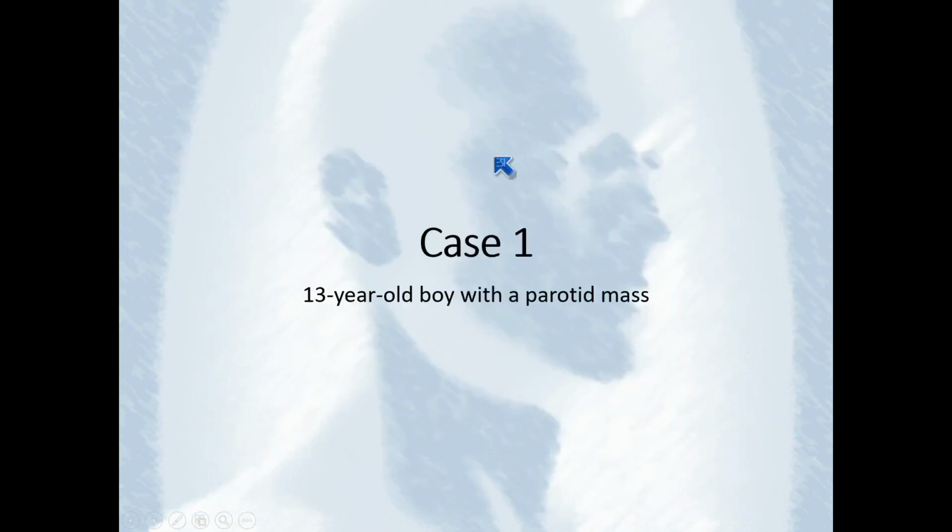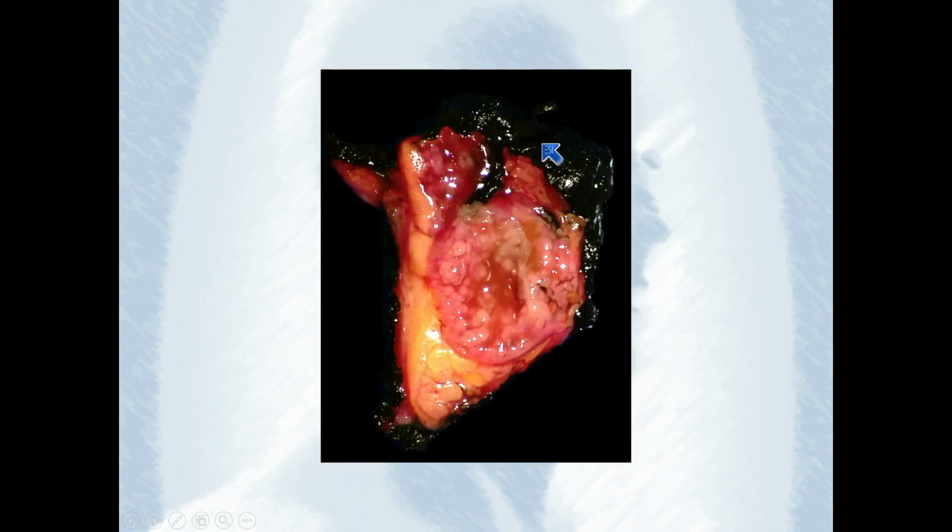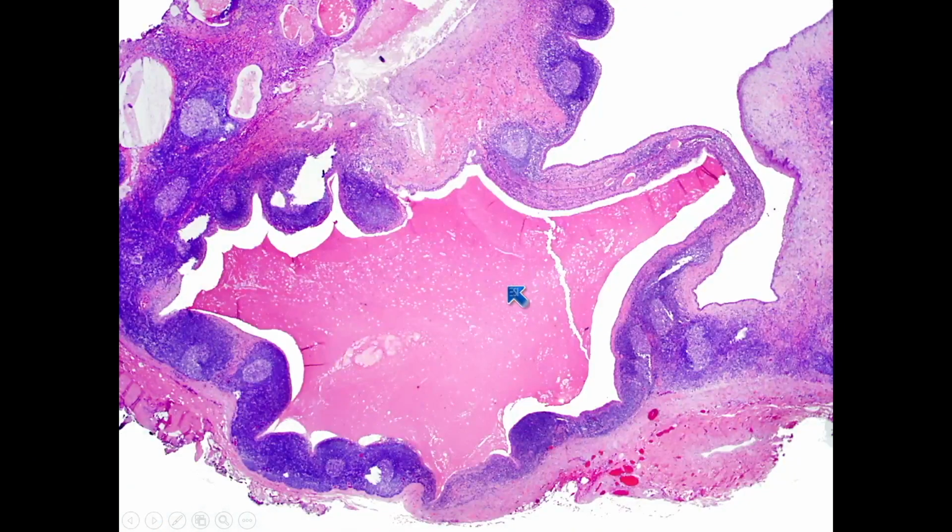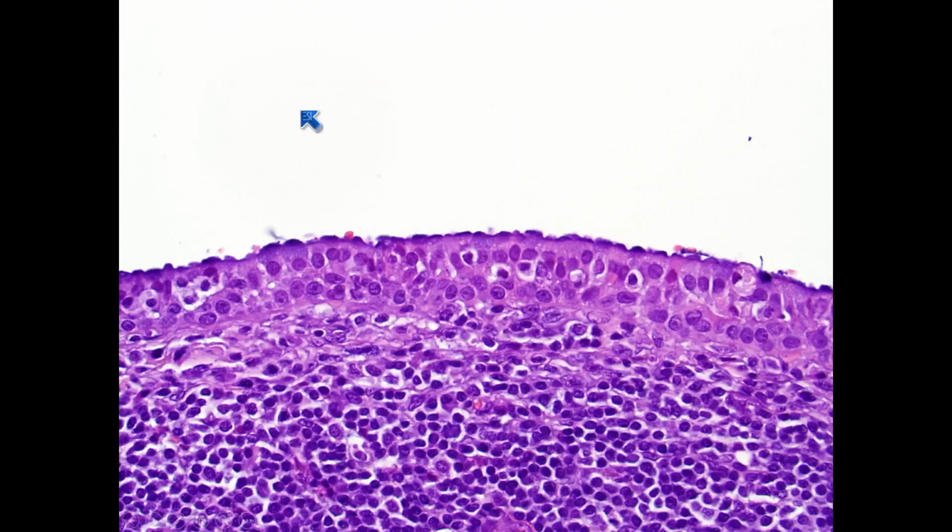So let's jump right into this case. A 13-year-old boy, young boy, showing up with a parotid mass that was kind of fluctuant. On gross exam, it was clearly cystic, well circumscribed, pretty decent size, cystic and filled with this dark fluid. Histologically, on low power, we can see it is, yes, very cystic, multicystic, and has a very prominent lymphoid stroma, complete with numerous germinal centers.